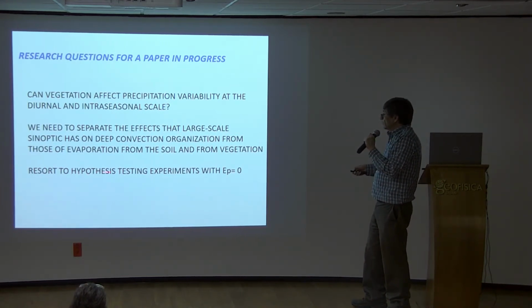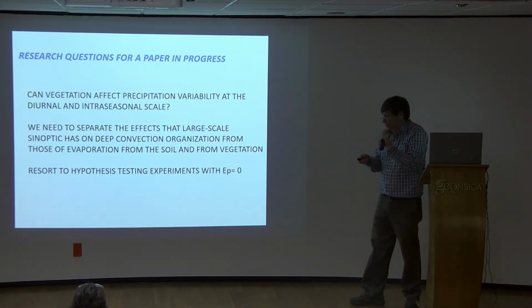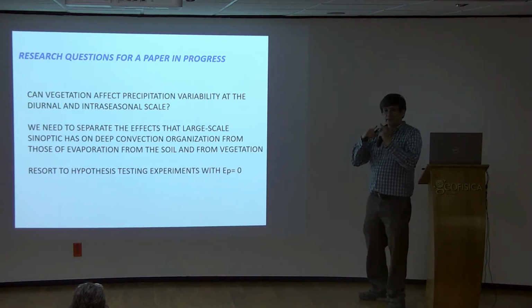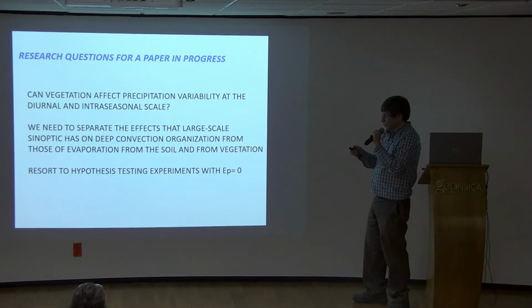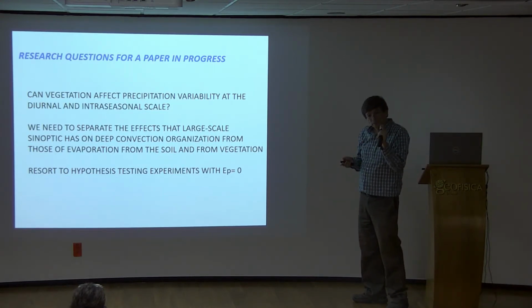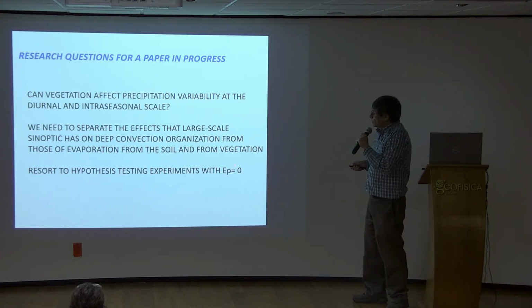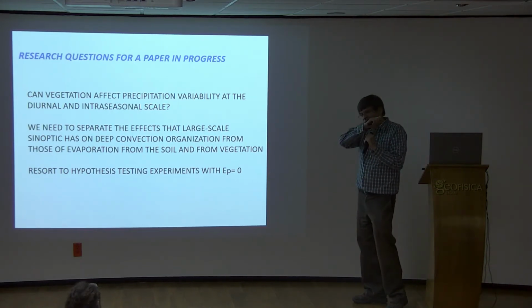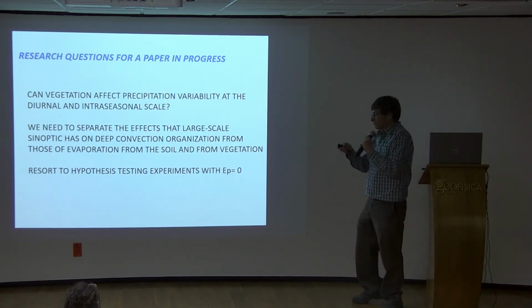What we do in the numerical experiment is to set the potential evaporation to 0. In that case, the vegetation cannot open its stomatal apertures, and it will simply stop evaporation from the vegetation. This also controls the evaporation from the ground, so we set it to zero completely.